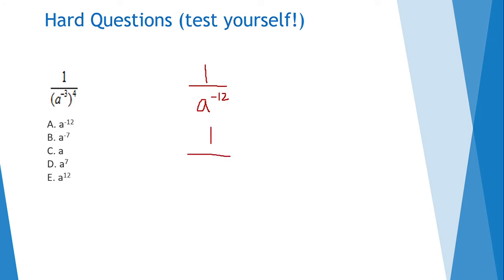So we have 1 over a to the power of 12. If we remember our division rules, we're going to multiply by the inverse of this. So we're going to have 1 times a to the power of 12 over 1, which is just a to the power of 12, and that is our answer.